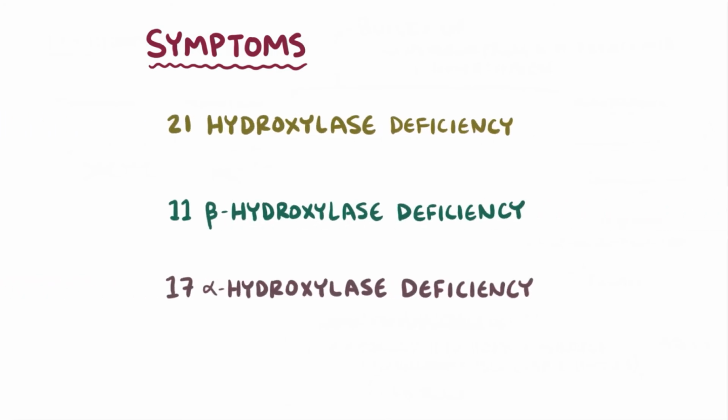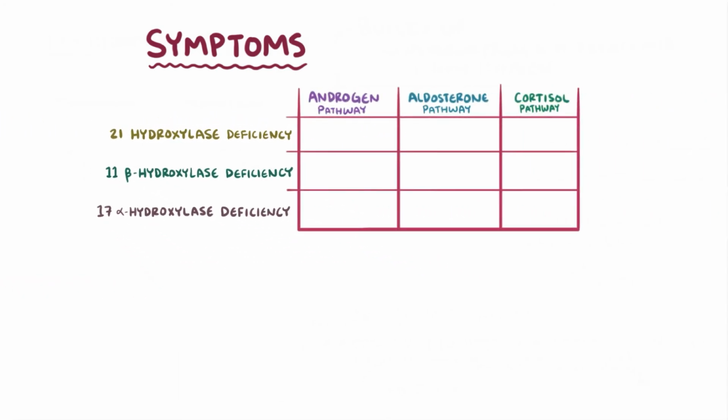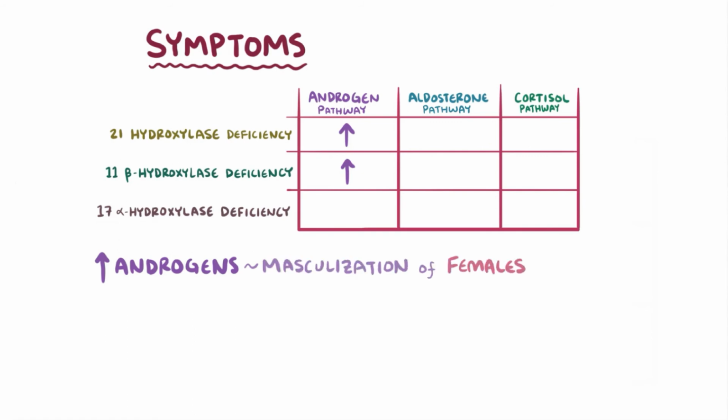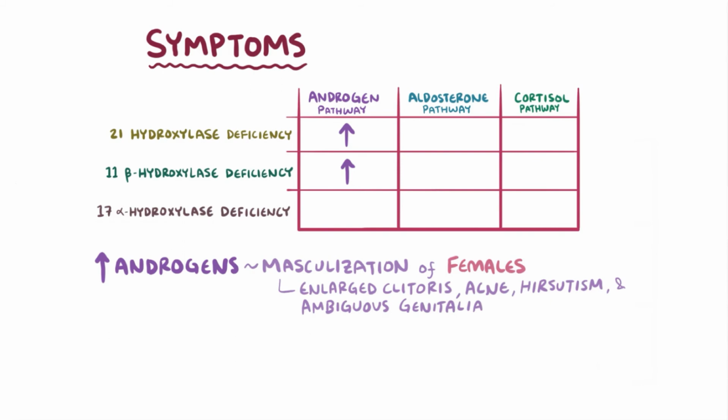Symptoms of congenital adrenal hyperplasia depend on the enzyme deficiency. In 21-hydroxylase and 11-beta hydroxylase deficiency, there's an increase in androgens, which causes masculinization of females. Changes include enlargement of the clitoris, acne, and hirsutism, which is the growth of facial and chest hair, and possibly even ambiguous genitalia.